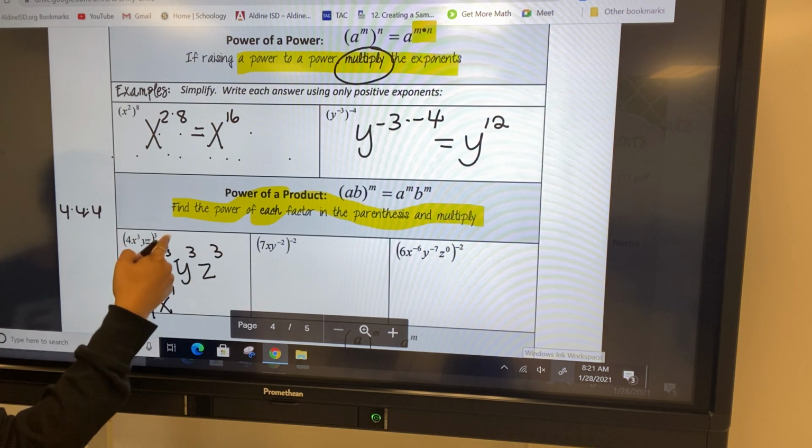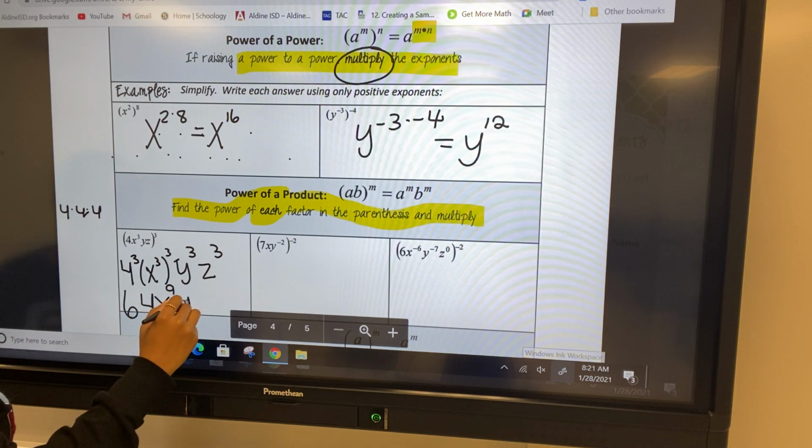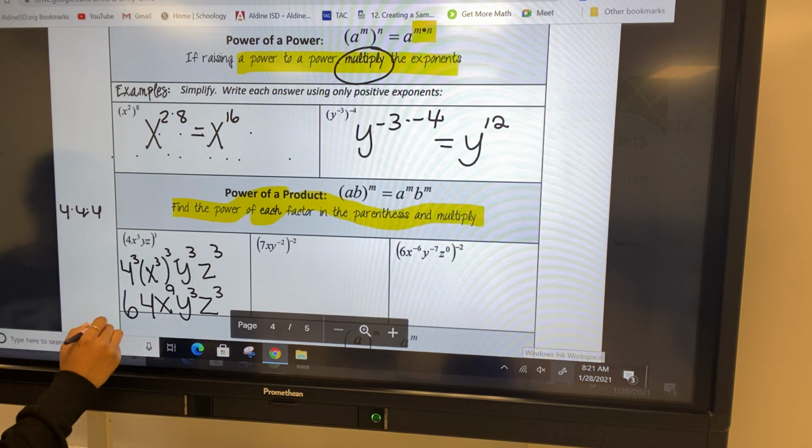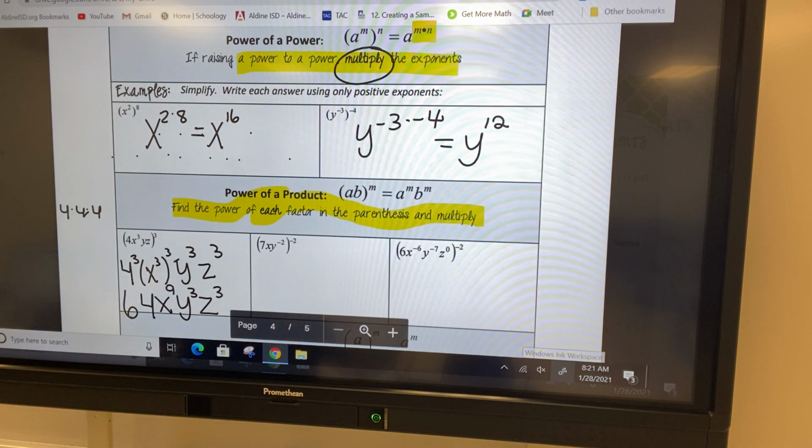And then these didn't really have exponents. The exponent was 1. So that's going to stay y³ and z³, or y cubed, z cubed. And then that would be my final answer. My final answer would look like this. We took everything in there and we raised it to the power of 3.